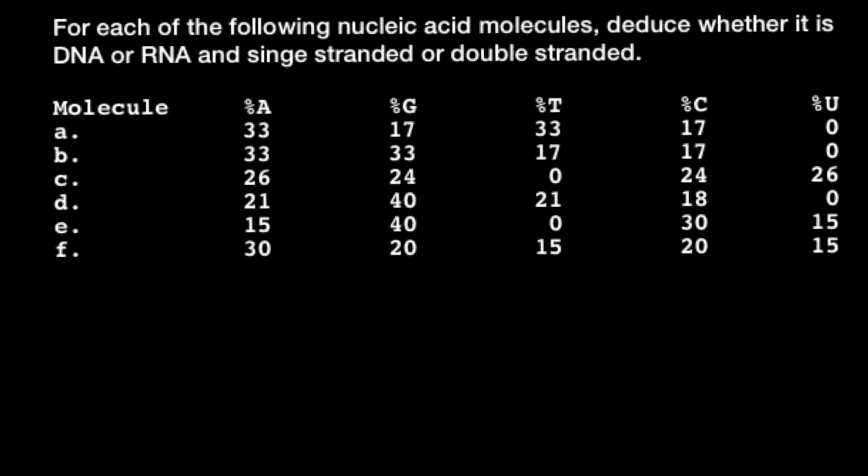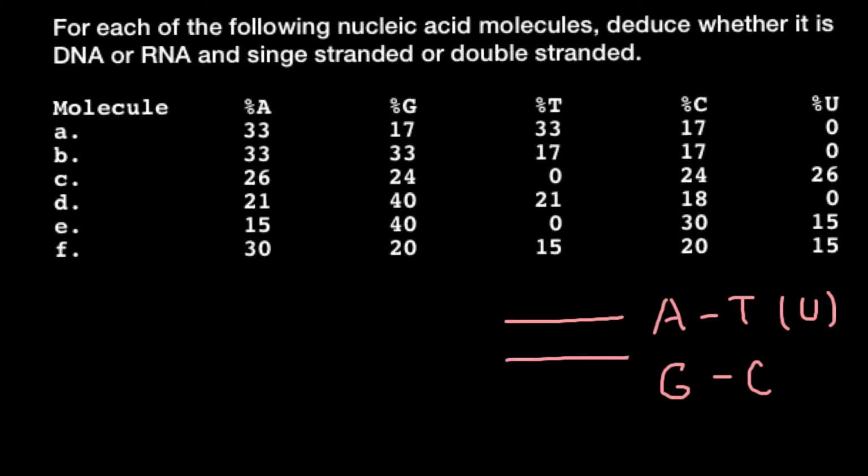single-stranded or double-stranded. In order to solve this problem, what we have to know is that adenine would always base pair with thymine, or uracil in RNA, and guanine would always base pair with cytosine, both in DNA and RNA. So let's analyze line A first, but before that I want to give you one more picture.